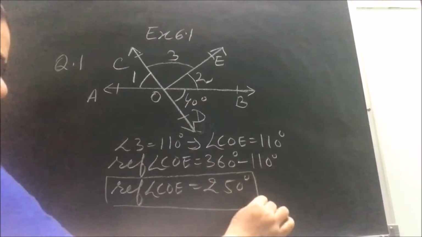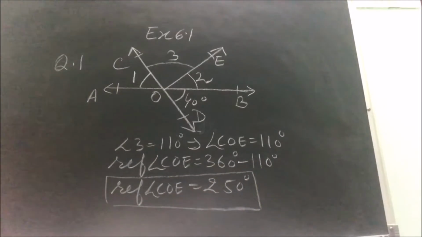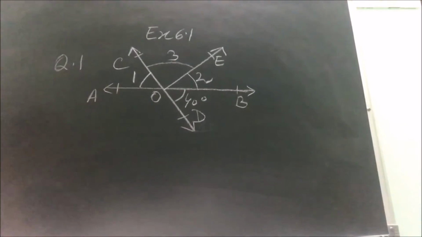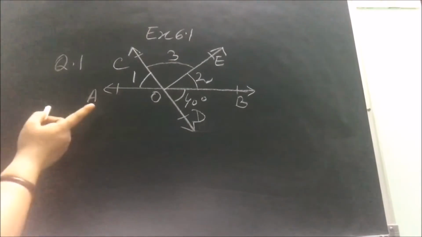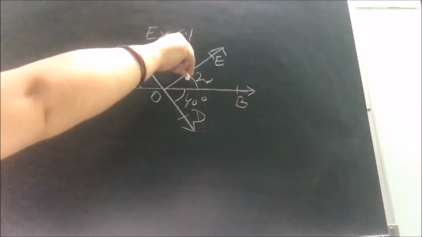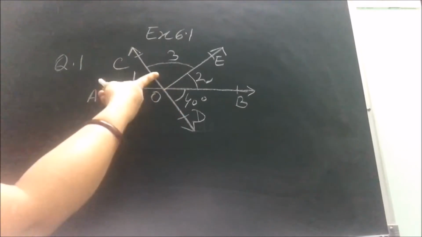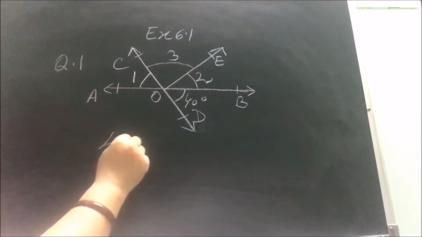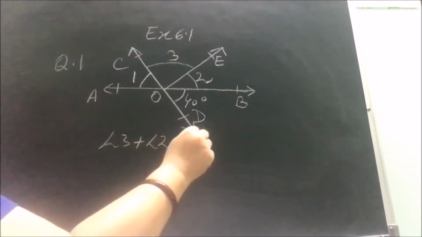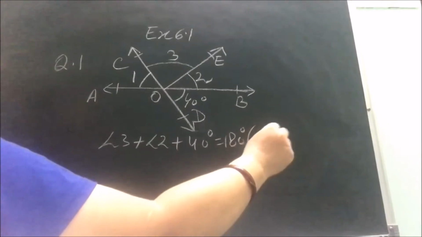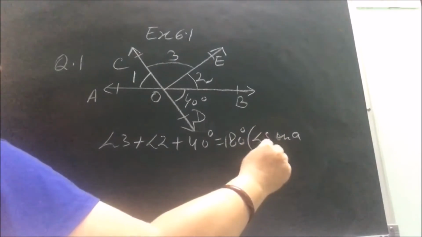Write your answer, highlight your answer like this. Okay. And then we have to find the value of angle 2, that is angle BOE also. So see, it is very clear that 3 plus 2 plus 40 degrees make a straight angle. So angle 3 plus 2 plus 40 degrees is equal to 180 degrees. Reason: angles on a straight line.